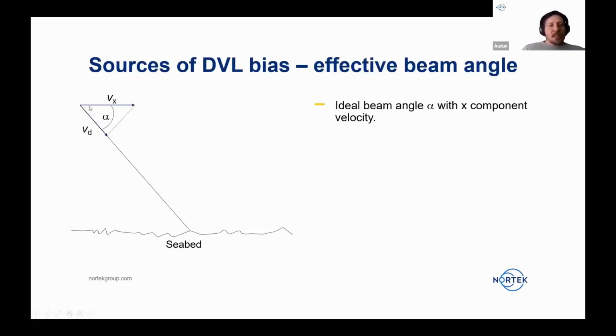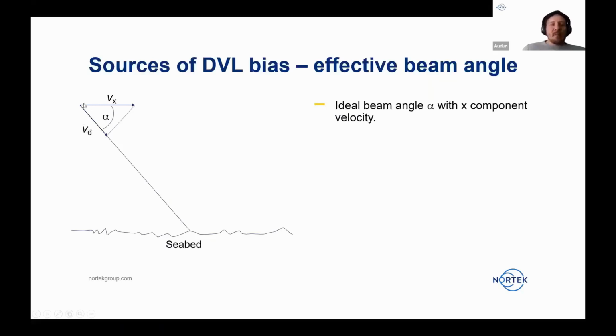So let's say that the DVL is over here, and what it does is it shoots off an acoustic pulse along this beam here and gets reflected from the seabed and then back up along the same beam. And what the DVL is able to measure is the velocity projected onto this beam direction. So that's a Doppler velocity. That's what the instrument measures.